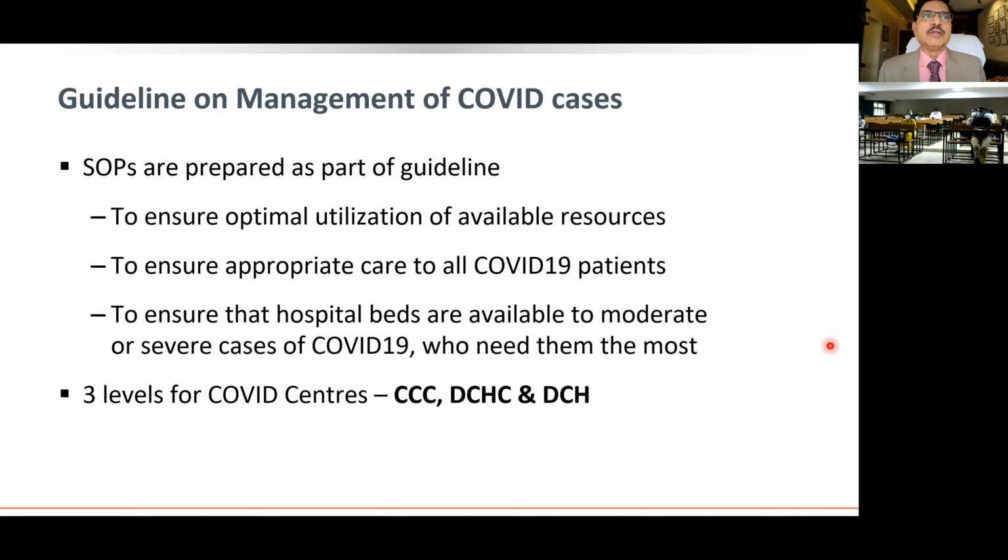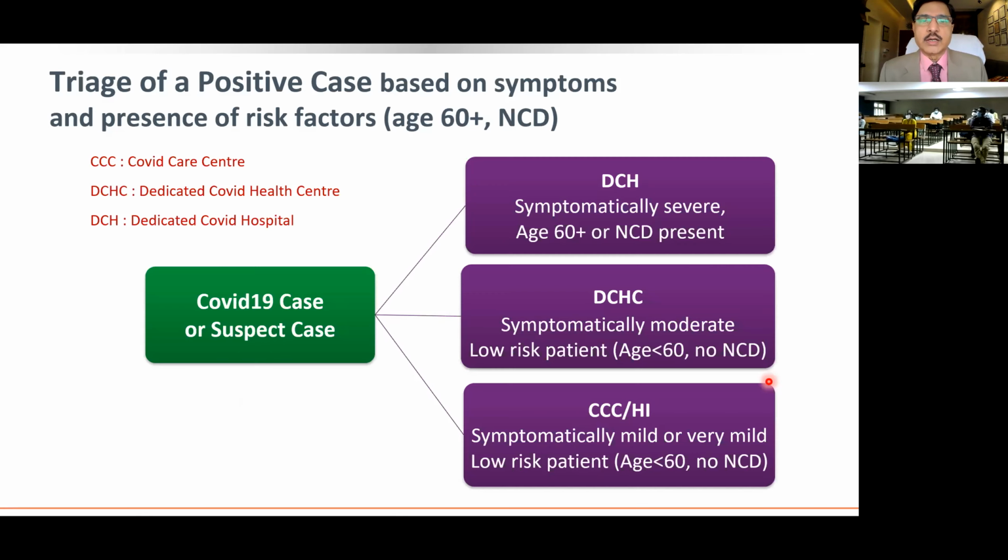Not everybody with mild disease is admitted. By this home isolation and SOPs, we see that mild disease is managed at home. That is two-way. One, the transmission is reduced. Two, the beds are not occupied by the milder cases. So there are 3 levels of COVID centers now: CCC, DCHC, and DCH. What are they? We have to see.